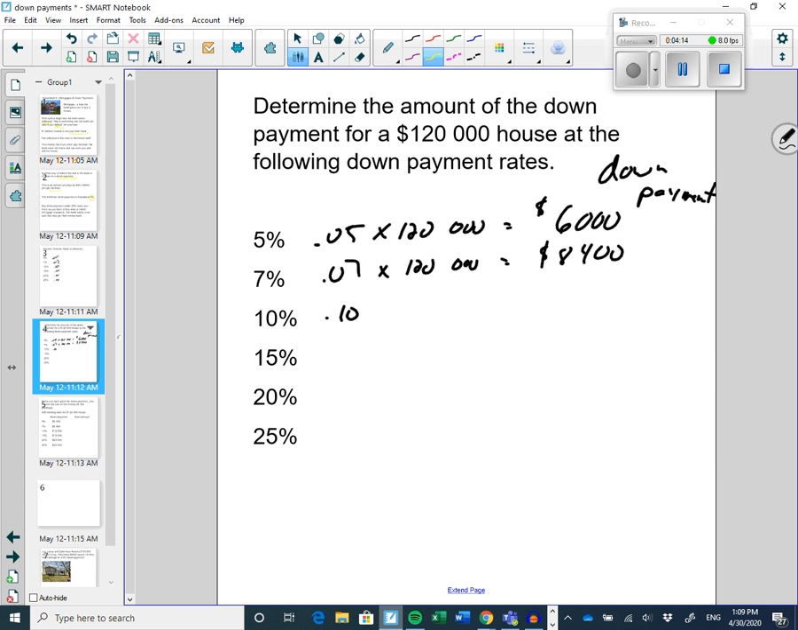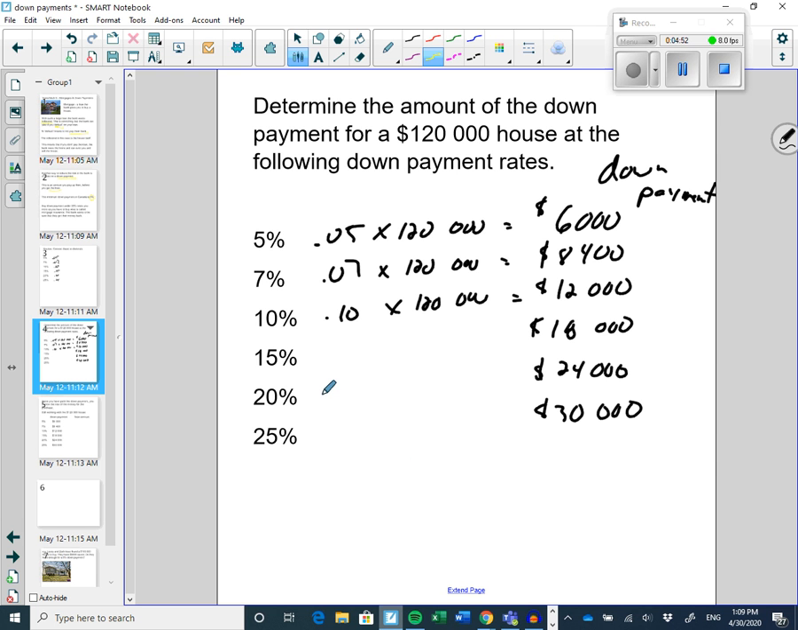10%, 0.1. I should be able to do this one in my head. That's going to be 12,000. 15%: 18,000. 20%. That's going to be twice 10%, so that's going to be 24,000. 25%: 30,000. Okay, so those are all various down payment amounts.